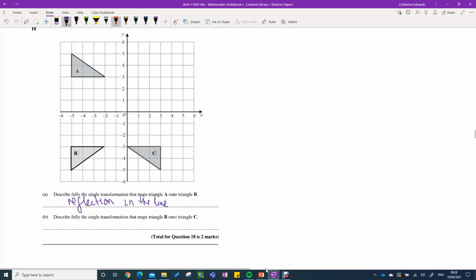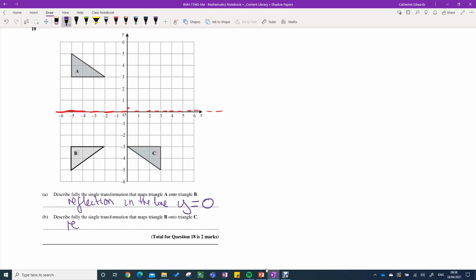and it's here. There's my mirror line. And it's going through 0 on the y-axis. So in the line, y equals 0. And then I want to go B onto C.